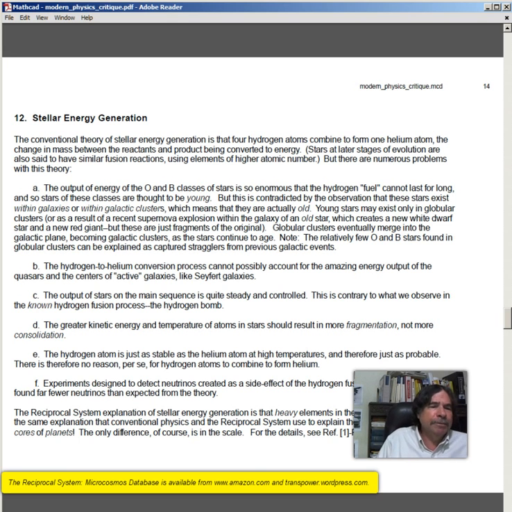The reciprocal system explanation of stellar energy generation is that heavy elements in the stellar core fission. And by the way, they fission by means of the kinetic energy of the atoms toward the center of the star. This is the same explanation that conventional physics and the reciprocal system use to explain the heat generated in the cores of planets. This is radioactivity in the center of the Earth. The only difference, of course, is in the scale. All the details in reference 1 through reference 8 and reference 10.